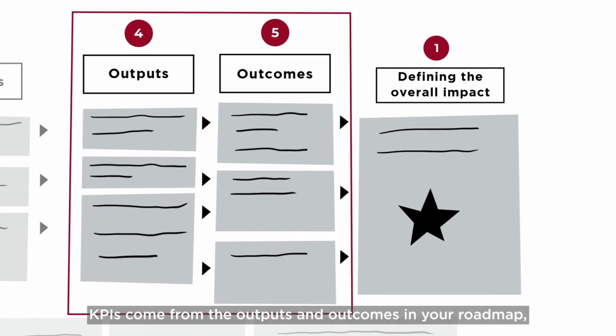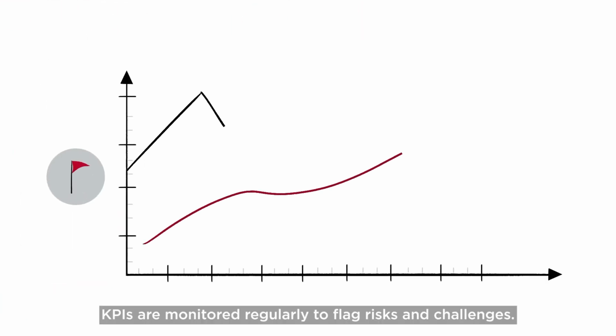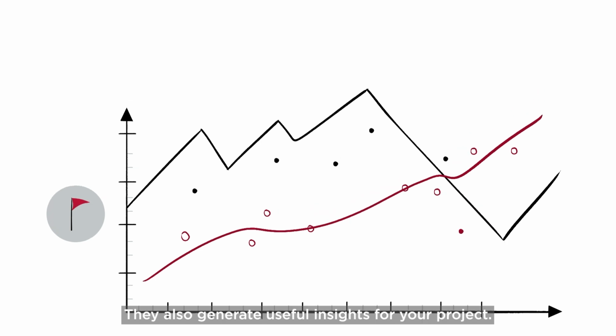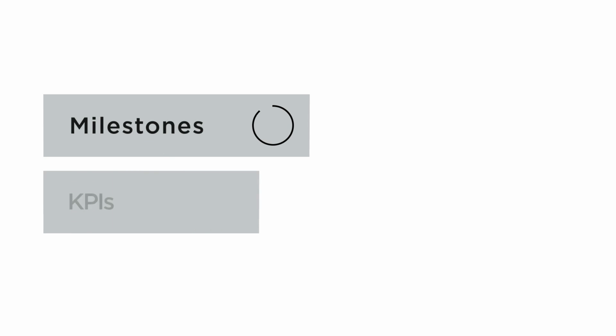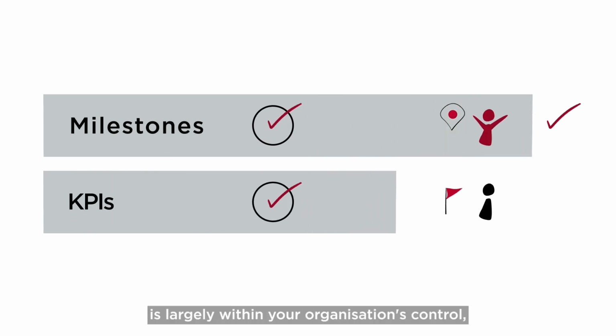KPIs come from the outputs and outcomes in your roadmap, which should lead to your long-term goals. KPIs are monitored regularly to flag risks and challenges. They also generate useful insights for your project. Achieving milestones is largely within your organisation's control, while achieving KPIs isn't always.